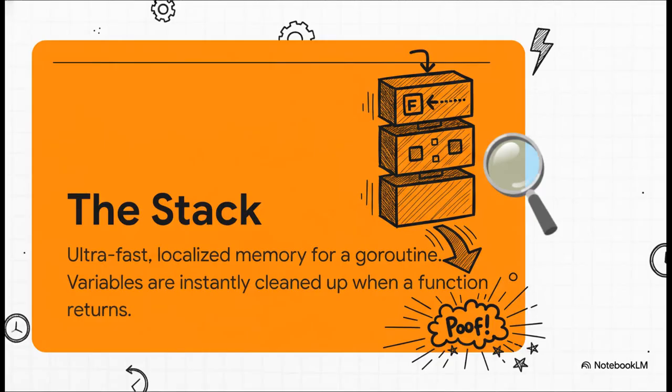Let's zoom in on the stack for a second. When one of your functions starts running, it gets its own little private block of memory. It throws all its local variables in there. And the very instant that function is done, poof, that entire block of memory is gone, wiped clean. It is ridiculously efficient, with absolutely zero cleanup cost.